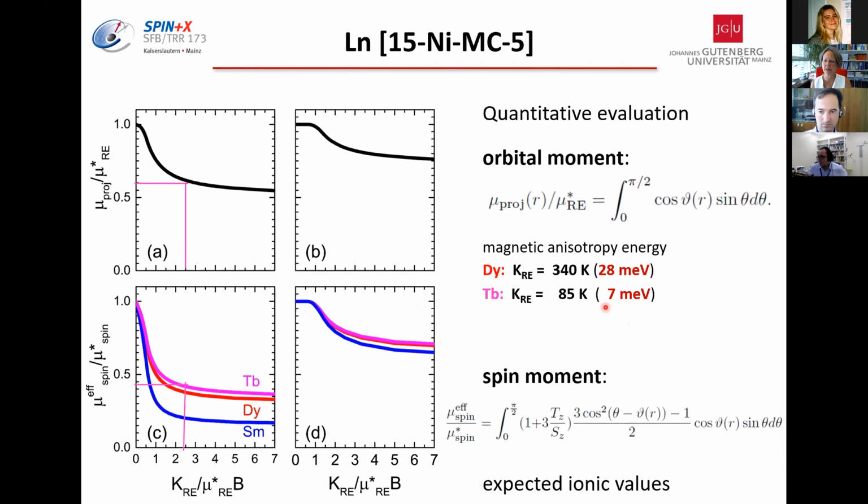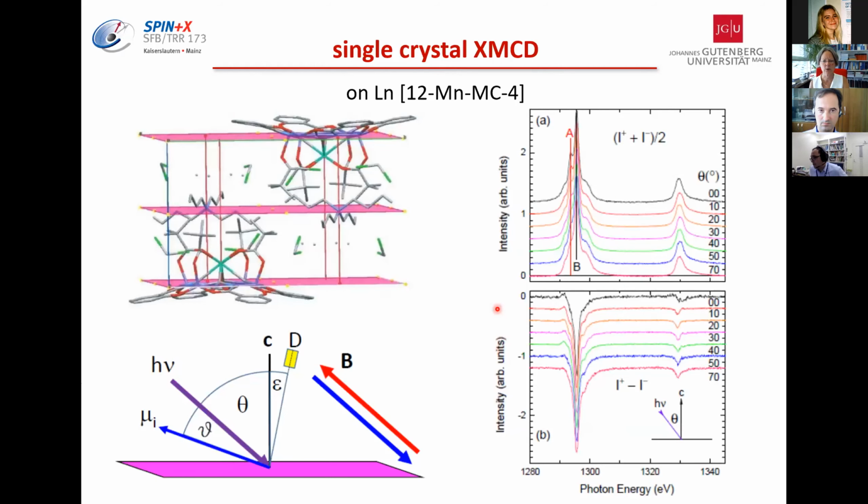So for the physicists among you, I don't know who is interested, we could even calculate for the dysprosium and the terbium the magnetic anisotropy energy, but I wouldn't like to go into detail.